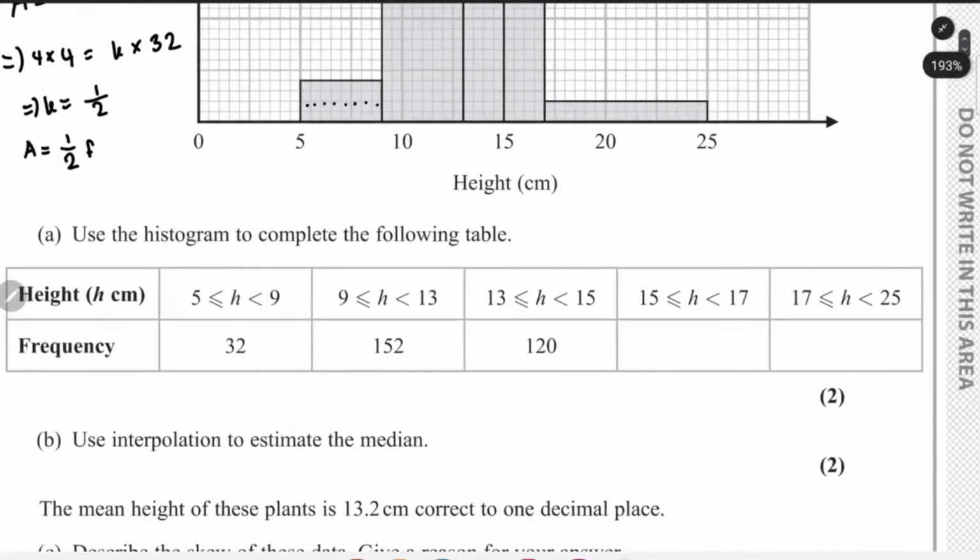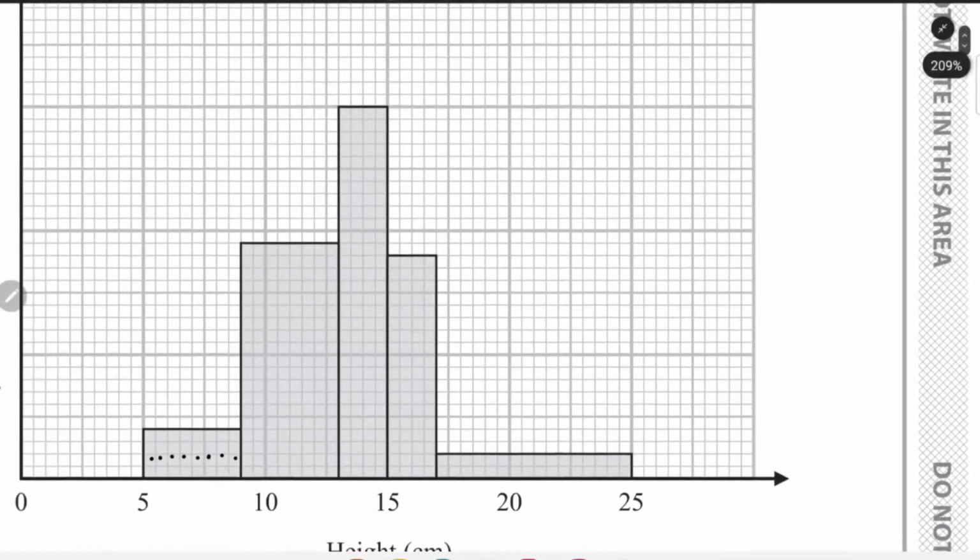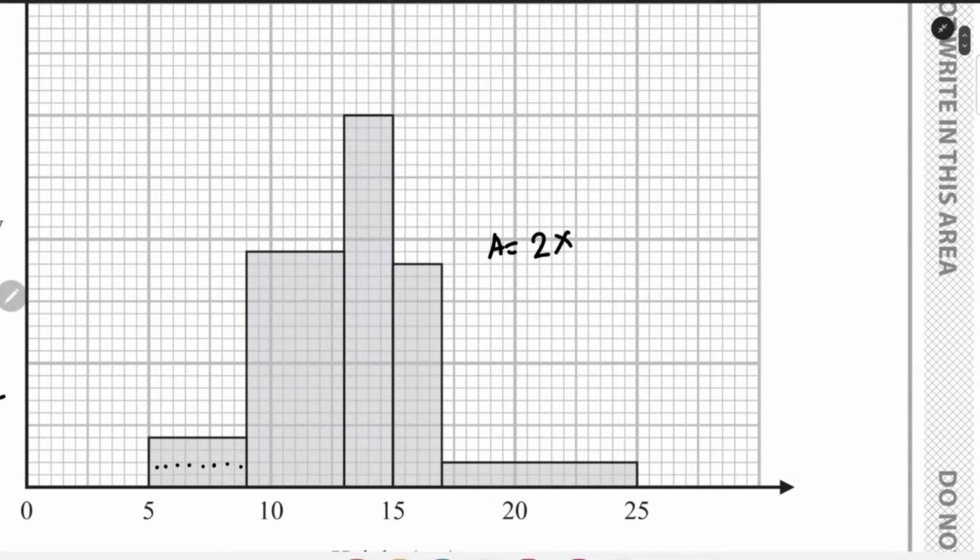So using that we can find these values. The area of the 15 to 17 bar would be 2 for 17 minus 15, and the height would be 1 2 3 4 5 6 7 8 9 10 11 12 13 14 15 16 17 18. So the area is 36. So 36 equals half into frequency. So the frequency will be 36 by half, or 36 into 2, which would be 72.